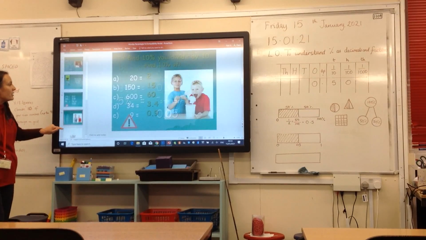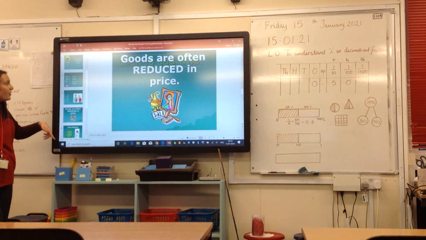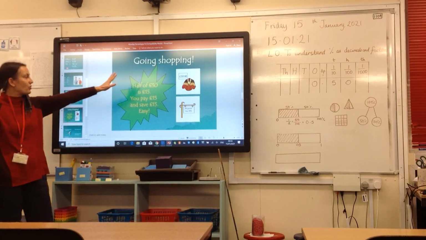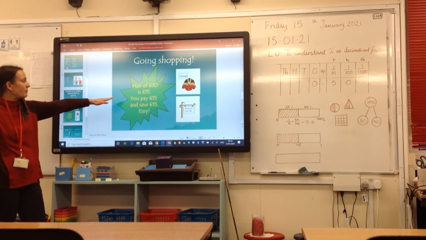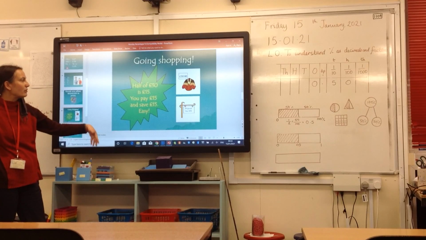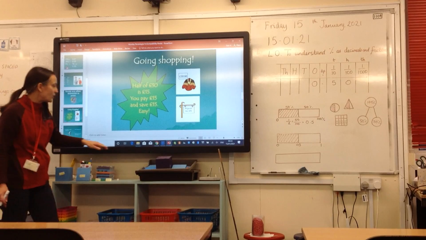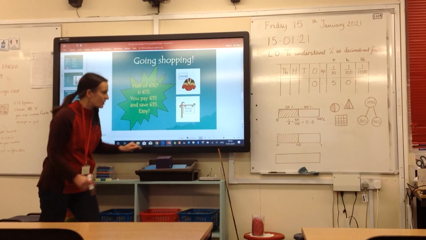Our other slides then give us some examples of 10%, which we're going to go into further detail in subsequent lessons. Often in shops you have special offers which are reduced in price, and some of these further examples show that. For example, if a jumper is £30, half of 30 would be £15. So lots of goods and services have half price offers. Okay, I'm going to move to our support slides for today. I'm just going to pop those on.